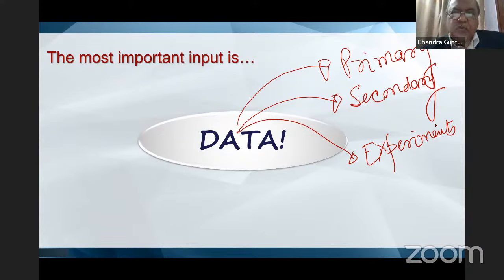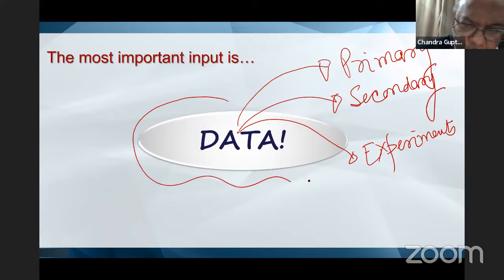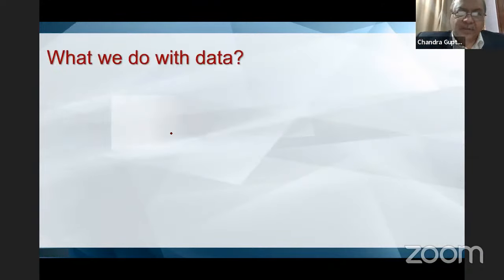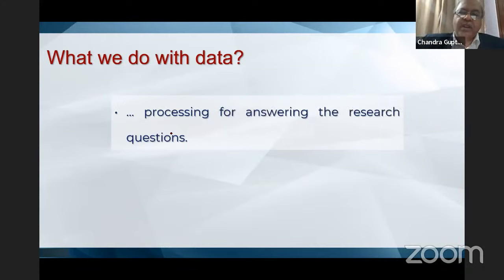But you need data to prove what you want to say. You need evidence to prove what you want to say. And the next question is how to process your data. That will be another problem. What to do with the data? We have to process the data for answering the research questions.